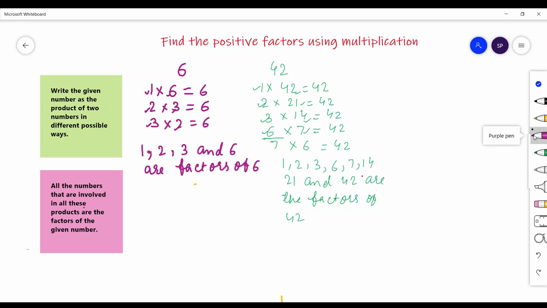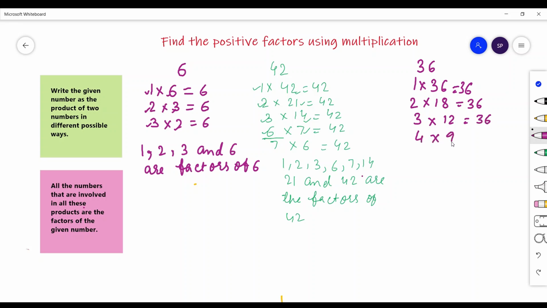Now take another number. Suppose 36. Now we will check. 1 into 36 equals 36. 2 into 18 is 36. 3 into 12 is 36. 4 into 9 is 36. 5, no 5, then 6. 6 into 6 is 36.